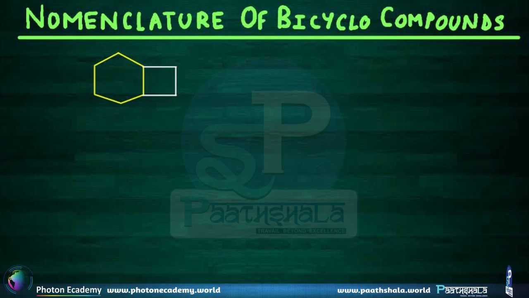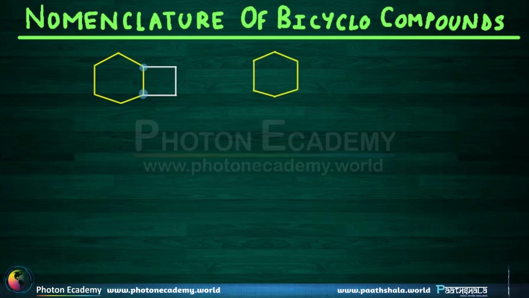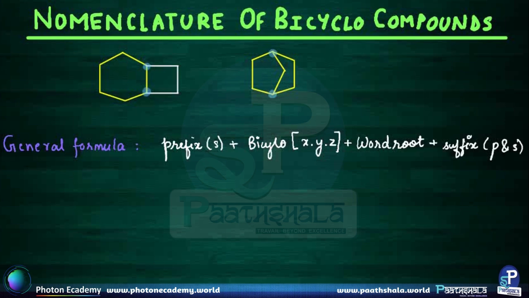Nomenclature of bicyclo compounds. Bicyclo compounds have two rings having two carbon atoms in common. More examples of bicyclo compounds are... this is also a bicyclo compound because there are two rings in this compound having two carbon atoms in common. IUPAC rules for bicyclo compounds are a little different than others. So let's solve these examples and learn how to apply this general formula in the case of bicyclo compounds.